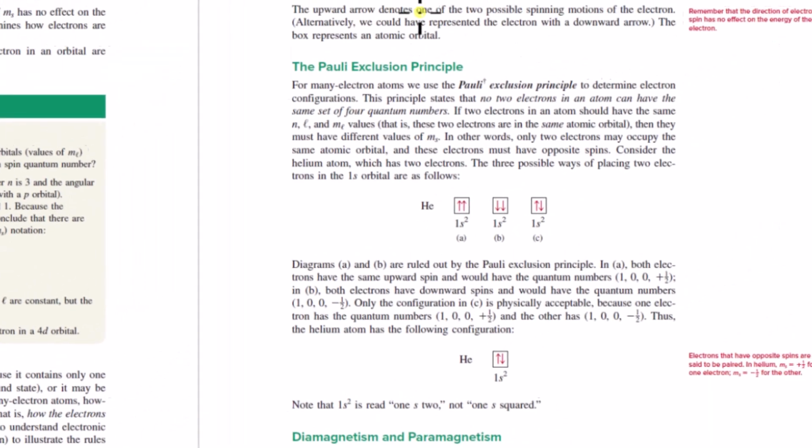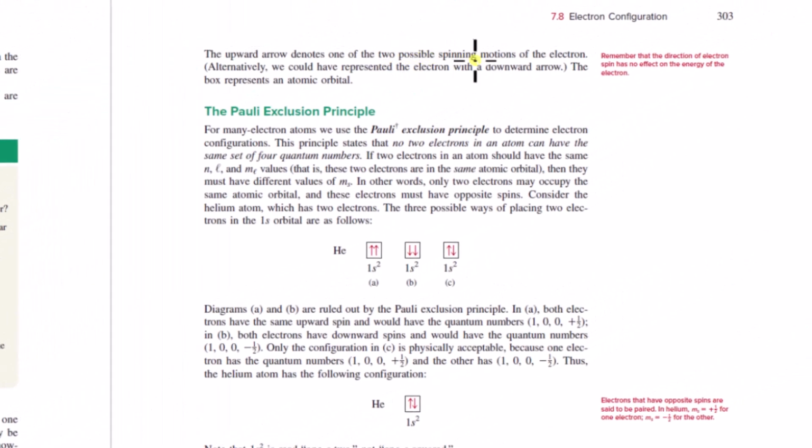The upward arrow denotes one of the two possible spinning motions of the electron. Alternatively, we could have represented the electron with a downward arrow. The box represents an atomic orbital. All right, so that's hydrogen.